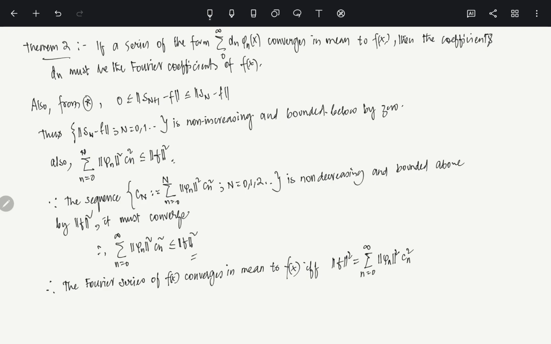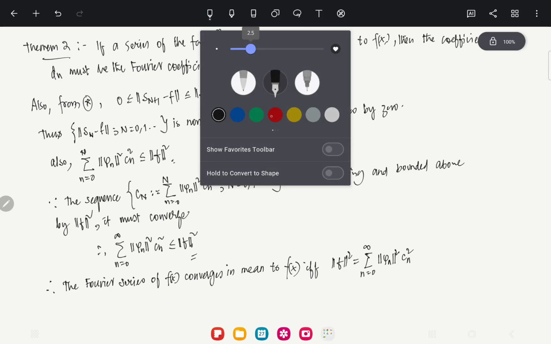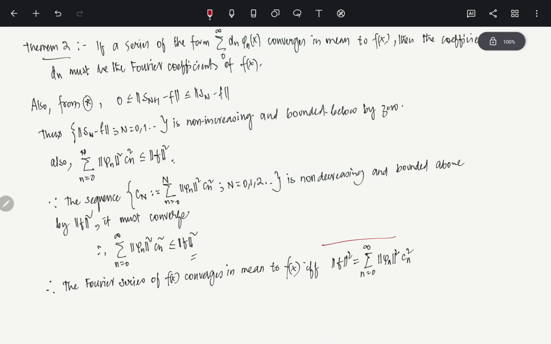Now this inequality, what we wrote here, is very important. This inequality is called Parseval's inequality. Maybe I can put it in red. This inequality is called Parseval's inequality. Is it okay?